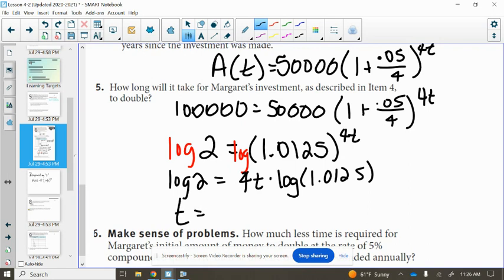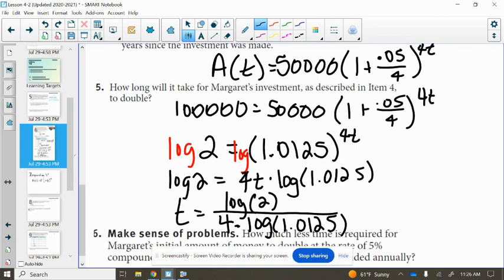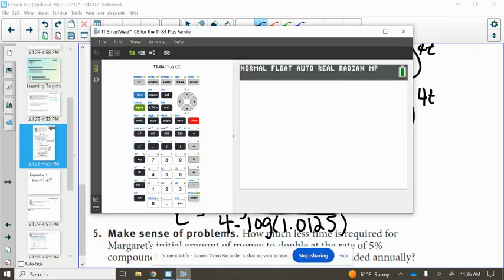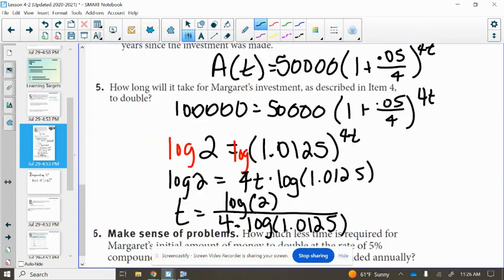So when we type this in the calculator, you want to be very careful that you have log of 2 in the numerator, and then the 4 and the log of 1.0125 need to both be in the denominator. So be careful how you type this in the calculator, especially if you don't have the fractions. You would want to make sure you have log of 2 and then divided by parentheses, since we have that 4 with the log of 1.0125, and we want to make sure that that's calculated together in the denominator. And we end up getting 13.95 years approximately it will take.